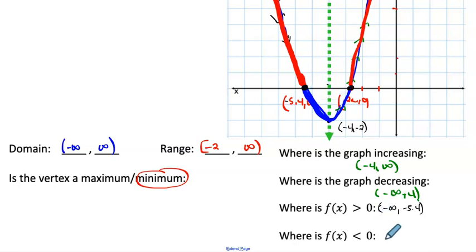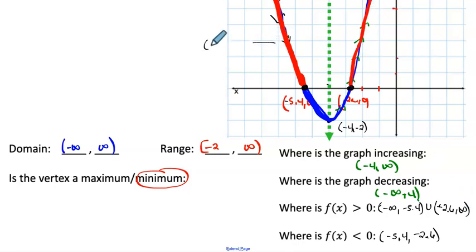Then from -5.4 all the way to -2.6, all the y values here are negative. And then after -2.6, all the y values are positive again. So from -2.6 to infinity, all the y values are greater than 0 again.